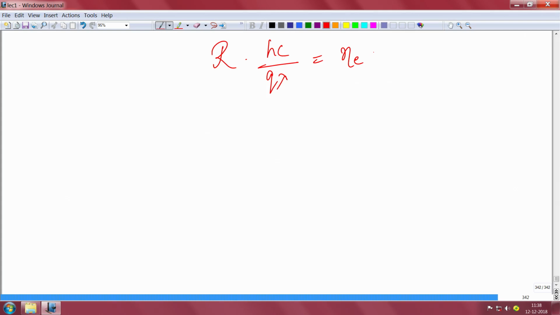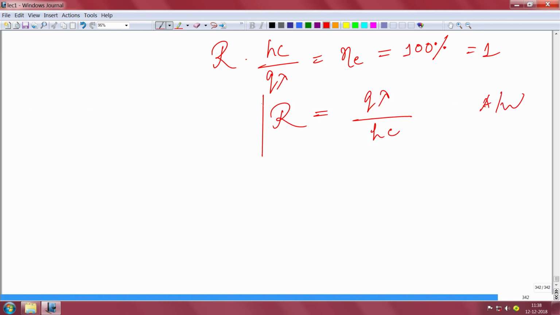If I assume that the external quantum efficiency is 100%, hypothetically, the best you can get, then this is 1, that means 100%. Then your responsivity is given by q lambda by hc. This is in amp per watt. What does it mean? It means the responsivity of a photodetector. This is the theoretical limit.